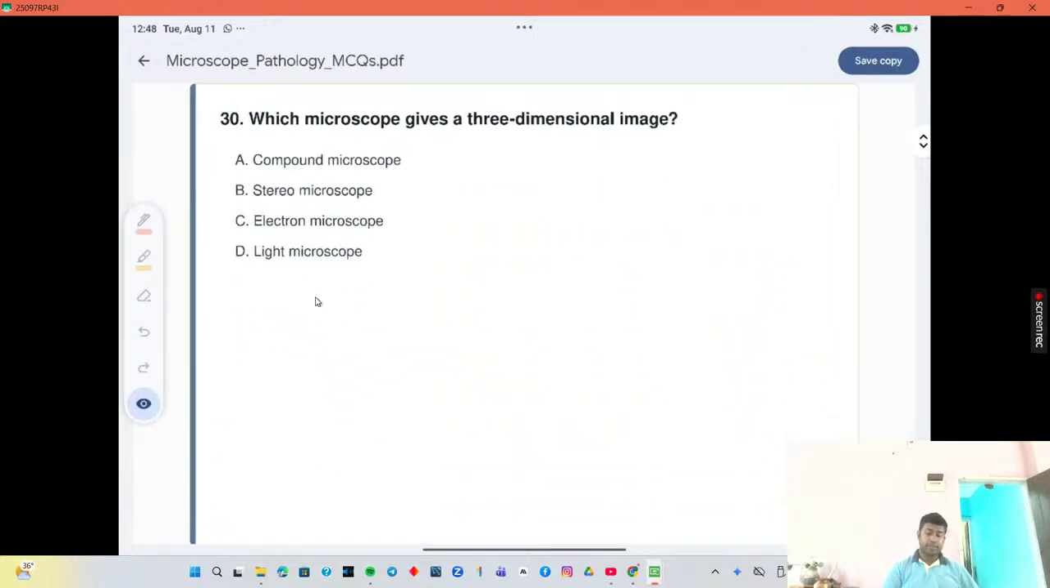Which microscope gives a three-dimensional image? The answer of this question will be the stereo microscope. Stereo microscope is a type of microscope which is used for seeing three-dimensional images.